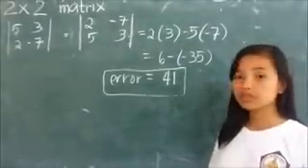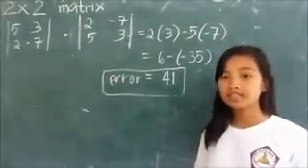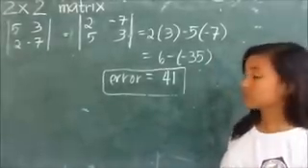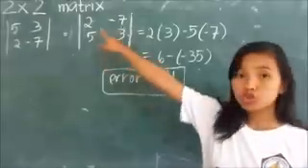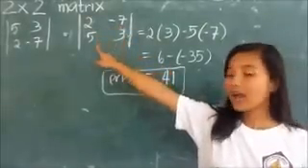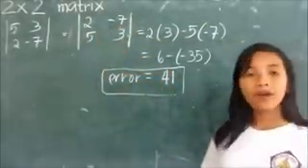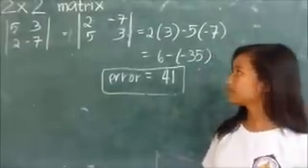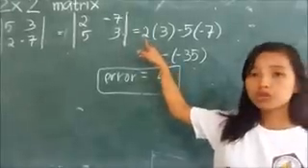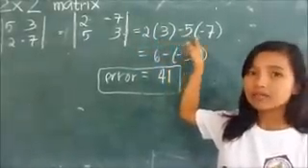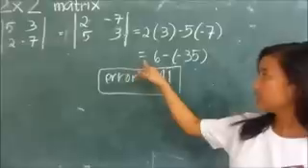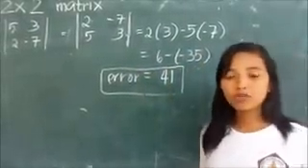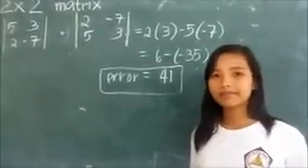In determining the inverse of a 2 by 2 matrix, first, interchange the position of the row or column. So we have the set of matrix 2, negative 7, 5, and 3. Then, follow the procedure in finding the determinant of the given 2 by 2 matrix. So we have here 2 times 3 minus 5 times negative 7 is equal to 6 minus negative 35. So we have 41 as the answer.